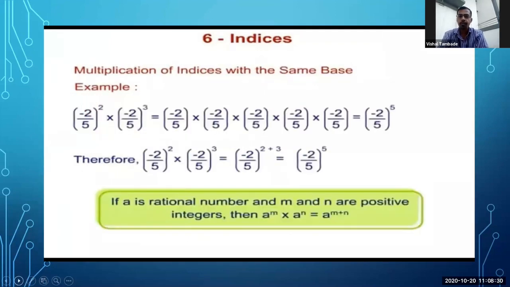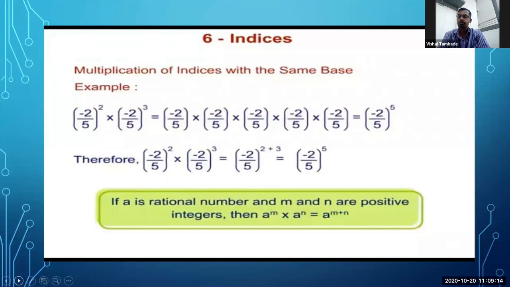Now, multiplication of indices with the same base. Example: minus 2 upon 5 whole fraction raised to the power 2, multiplied by minus 2 upon 5 whole fraction raised to the power 3. Here the base is the same, minus 2 upon 5, but the power is different, and the operation between them is multiplication. If the operation is multiplication, you have to add the powers. The first power is 2 and the other is 3, so add 2 plus 3.